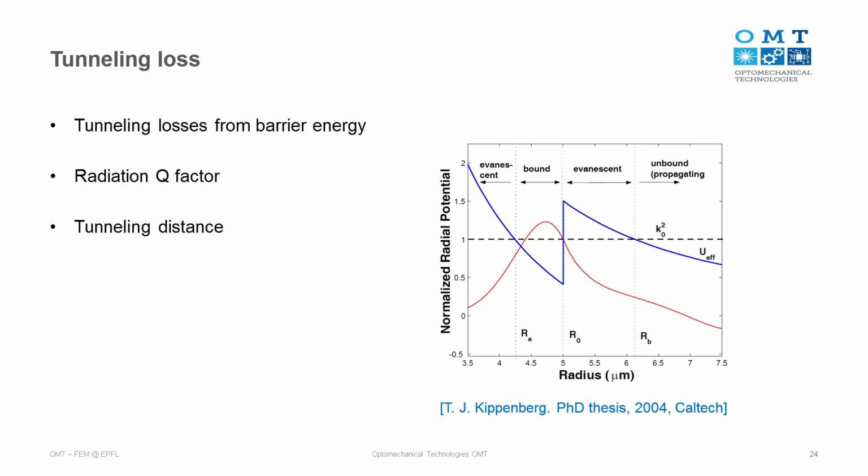He's there. And in this way, we can define the so-called radiation Q, because the system is not infinite, not perfect. Then you have the sort of intrinsic loss inside. And also, you can define the tunneling distance, which is defined as the depth of the evanescent wave.